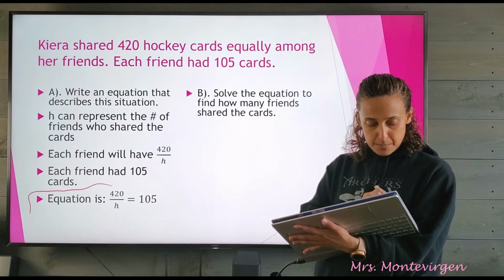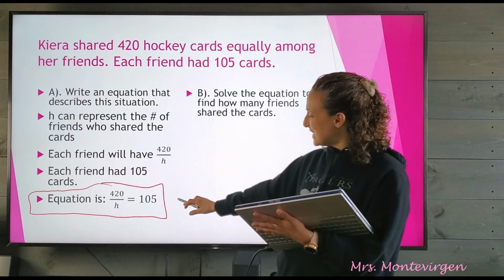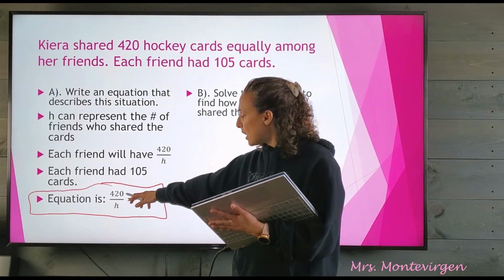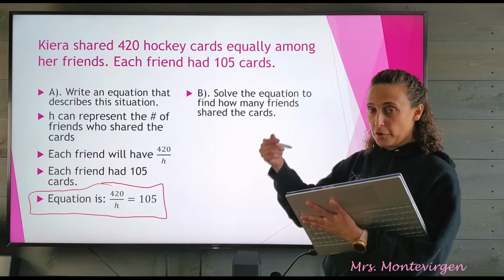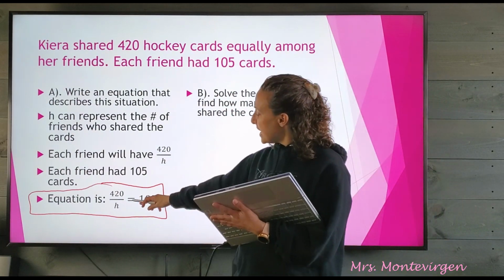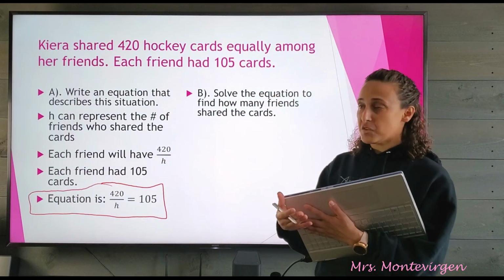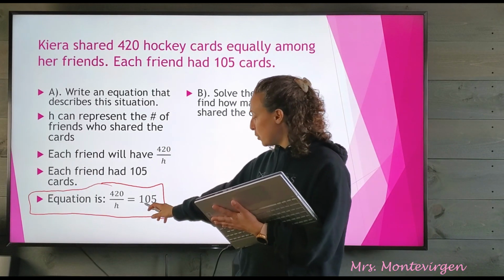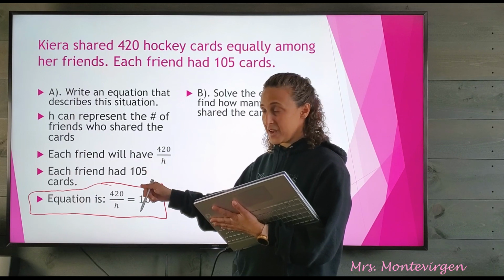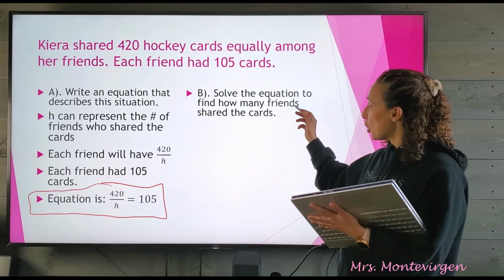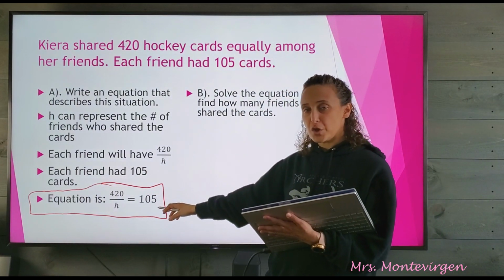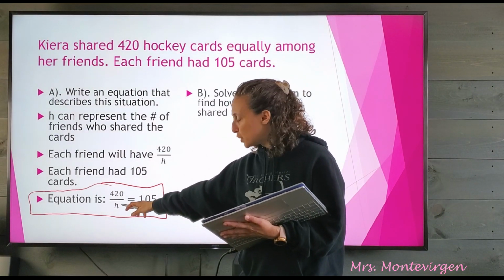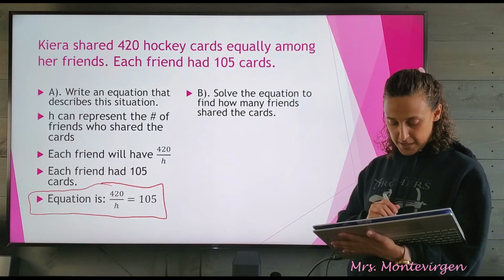So if you come back down to the very end, that's the equation that we have. To explain, 420 is the original allotment of cards that we have. H stands for the number of friends, which we don't know. That's why we have a variable there, equals 105 that each person has. So the second part now is we have to go through and use inspection in order to help us figure out what H is going to be.